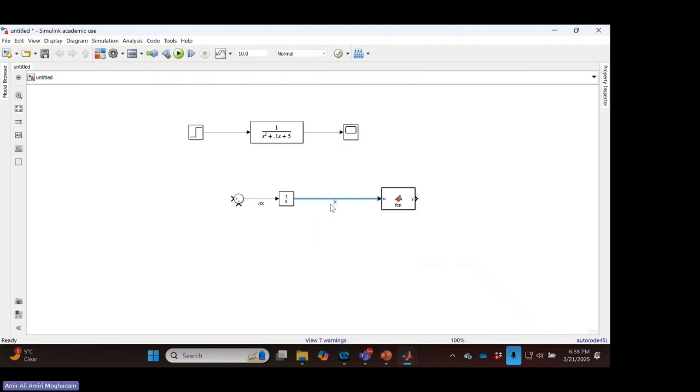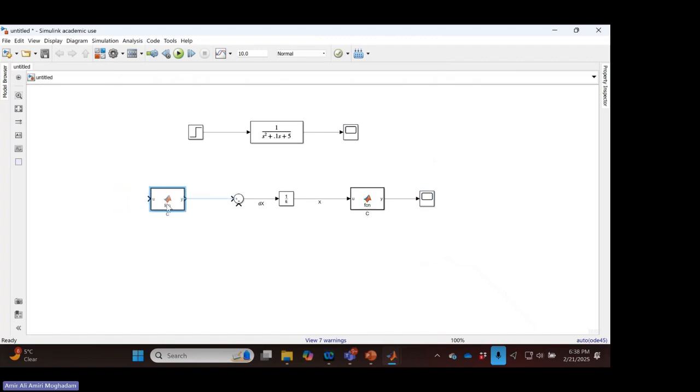It's gonna be just x, and this one I'm gonna call it c, and I'm gonna have the scope here as well. Then I'm gonna take one other thing here and another one right here. I'm gonna rotate this, Control R, and I'm gonna take a feedback from X.